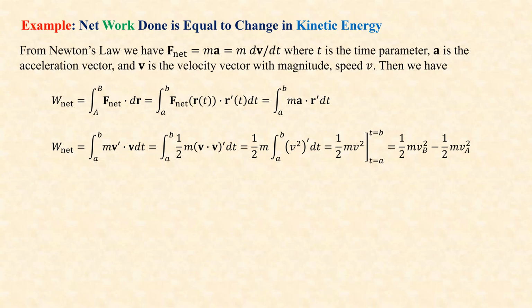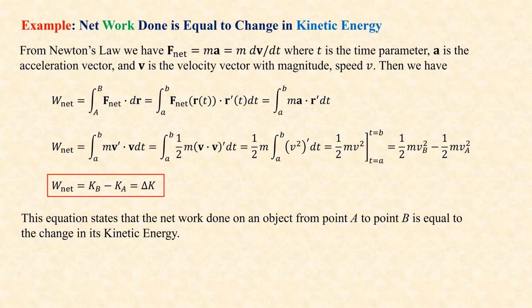And that means kinetic energy at point B minus kinetic energy at point A. So we see that the net work on an object is equal to the change of its kinetic energy between point A and point B. This is very important in physics. We call it the work energy theorem.